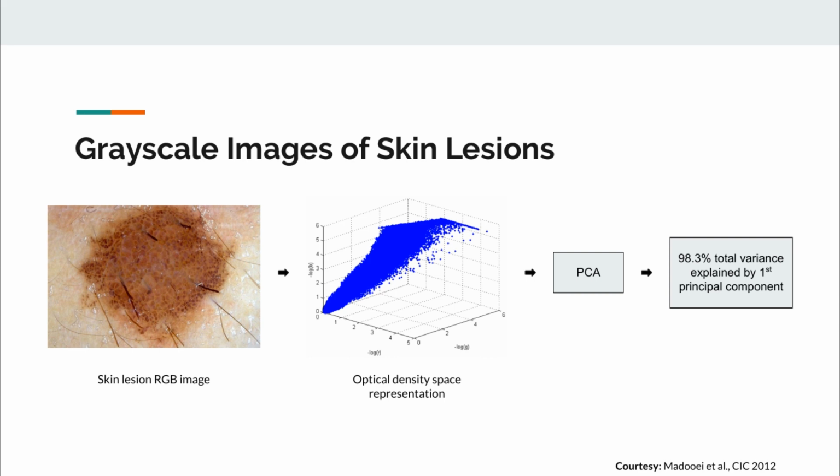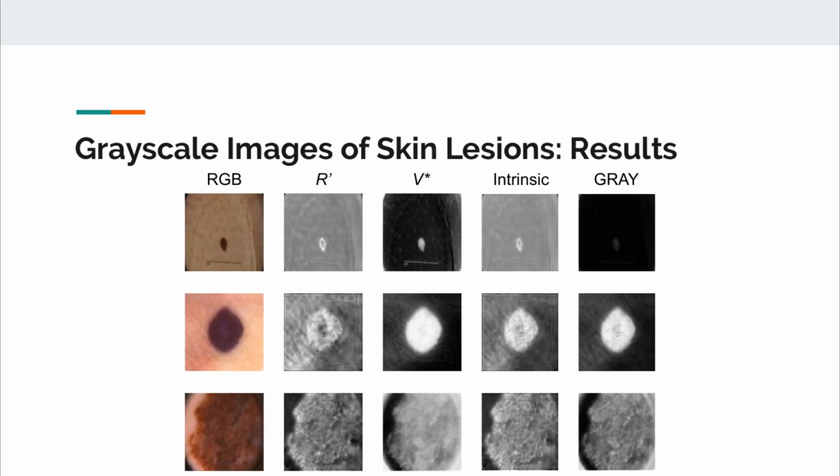When we carry out PCA on this, we observe that 98.3% of the total variance can be explained by the first principal component. Therefore, given a skin lesion RGB image, we project it along the first principal component to obtain a grayscale representation. Here are the results for the grayscale images, denoted by gray, for the same set of 3 skin lesions.